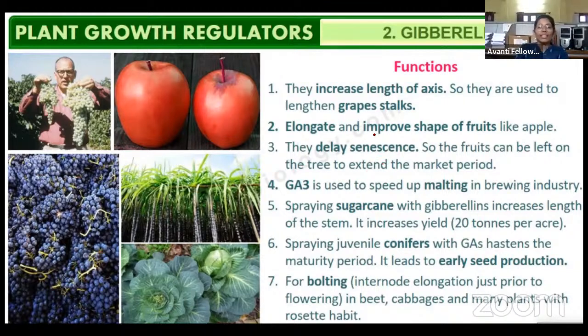And they delay senescence. Senescence means what? Aging. Aging in the plant is called senescence. Remember this. This word will usually be used the most in this chapter, especially in botany.